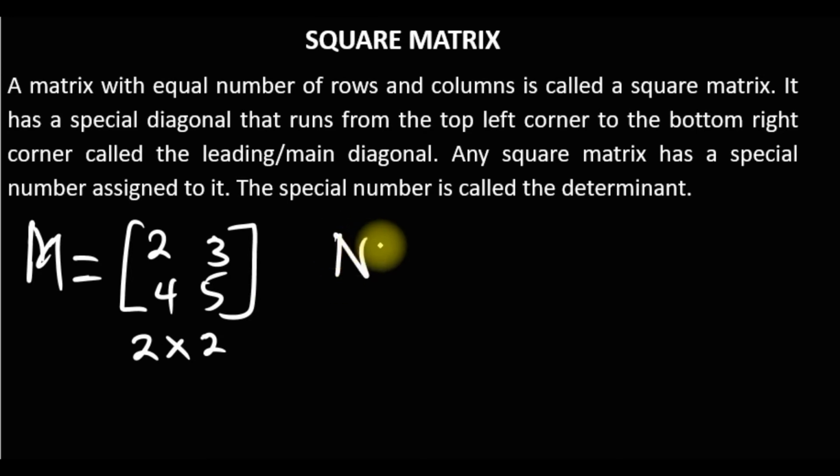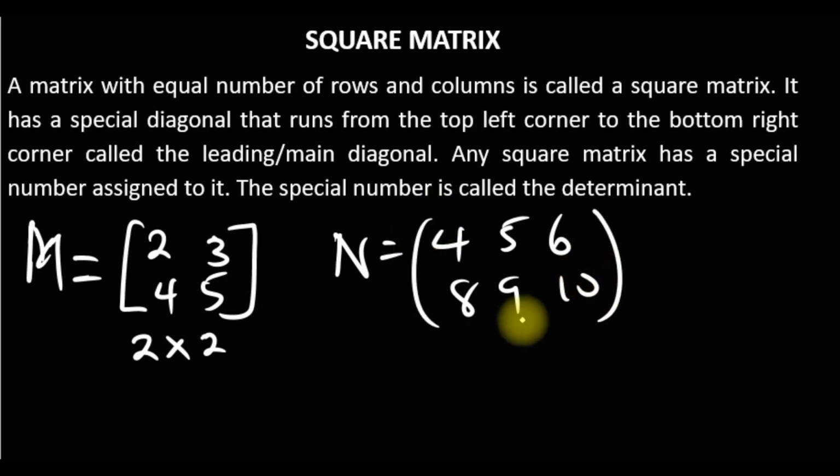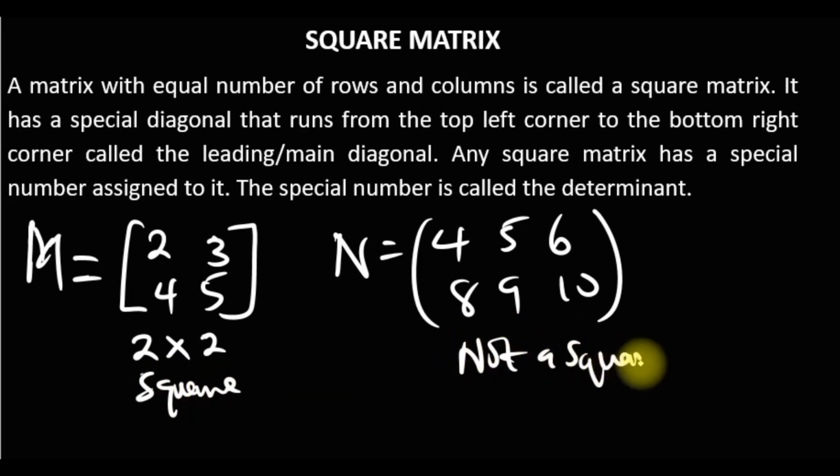But this is not a square matrix, if you have something like 4, 5, 6, 8, 9, 10. Why is it not a square matrix? Because this one has 2 rows. This is 2 by 3. So whatever number is here must be there to make it a square matrix.